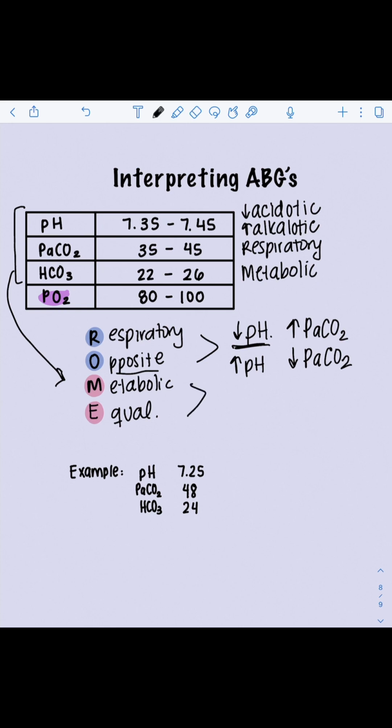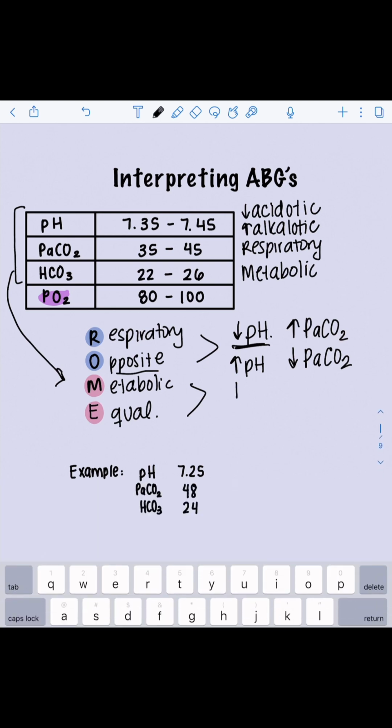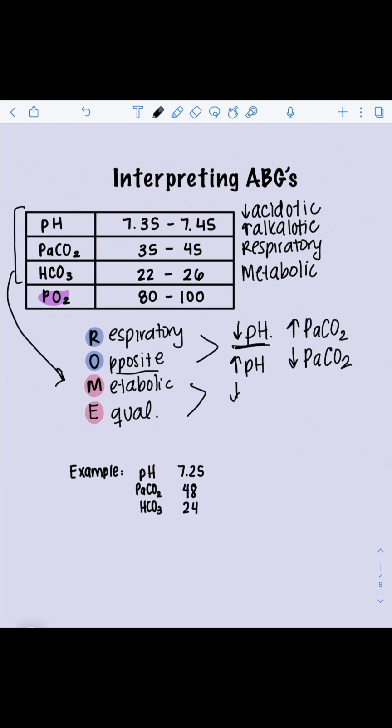Now let's look at metabolic. This is an equal relationship. So if I have a low pH, I'm going to have a low HCO3, and that's going to give me metabolic acidosis. And if I have a high pH, then we need it to be equal, so then I'll have a high HCO3, and that'll be metabolic alkalosis.